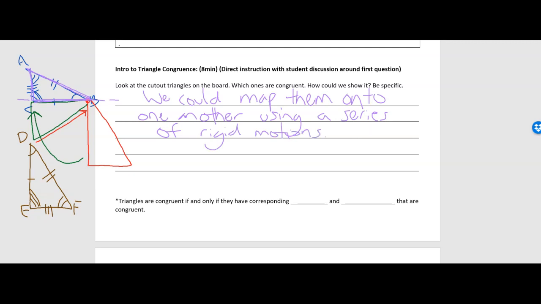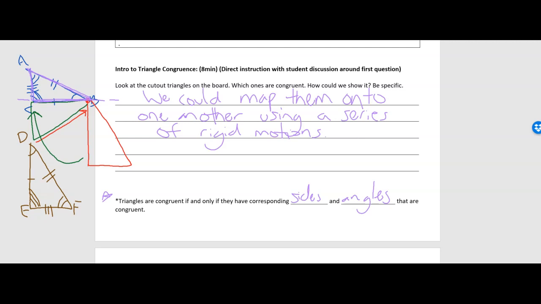And if we're able to do this, and this is down here at the asterisk, if we are able to map two triangles onto one another, that means that they're going to have corresponding sides and angles that are congruent. So they're going to have three sets of corresponding sides and three sets of corresponding angles that are all congruent. And that's why I put those tick marks and arcs on those original triangles, just to show you that.